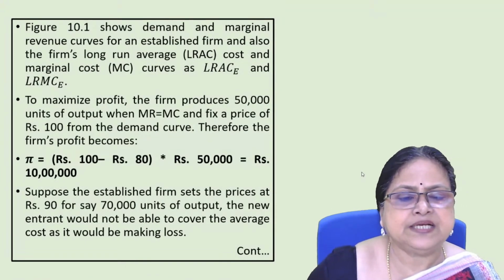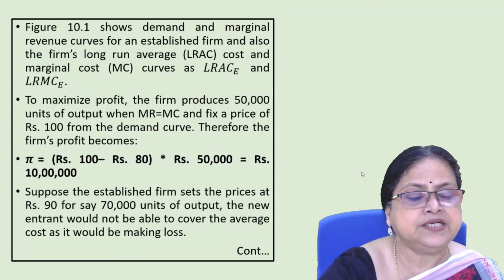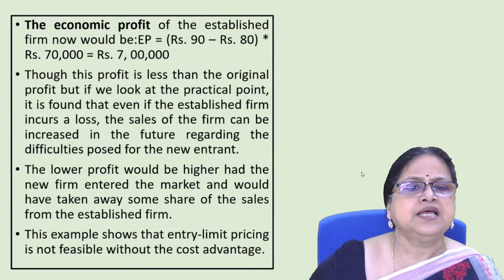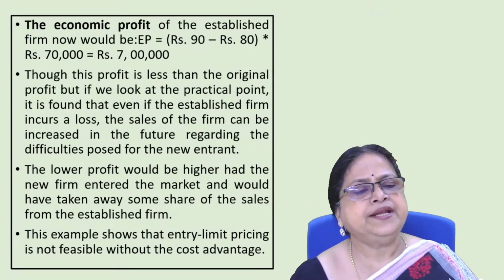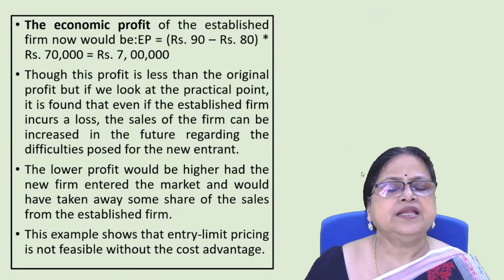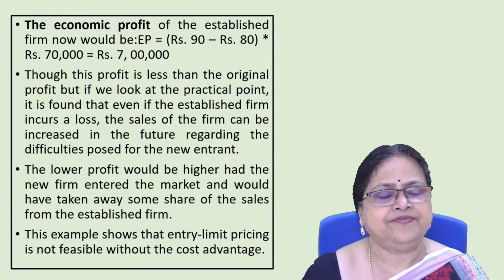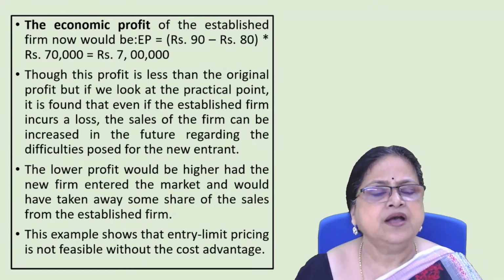The established firm is trying to reduce the price to 90 and increase output to 70,000 units. Now the new entrants would not be able to cover the average cost, as they would be making a loss. Look at this: the profit for the existing firm is 90 minus 80 times 70,000, which is 7 lakhs. This second profit, the economic profit, is less than the earlier profit, the abnormal profit, the original profit.